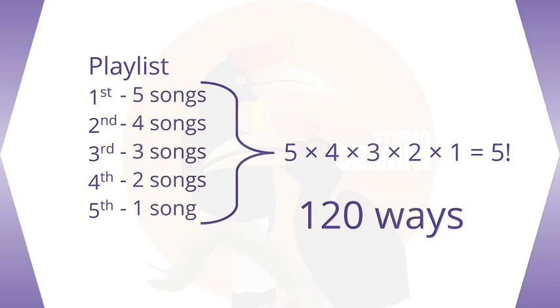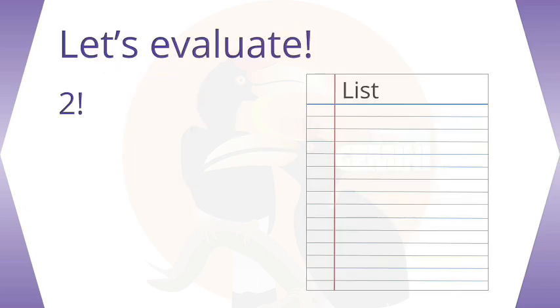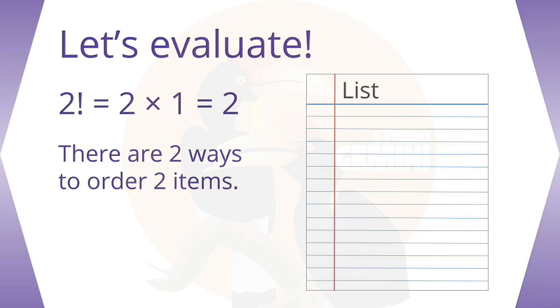Let's evaluate some other factorials. 2 factorial is 2 times 1, which is just 2. There are 2 ways to order 2 items. Here is a list of all the ways to order 2 items. We can order it as AB or BA.